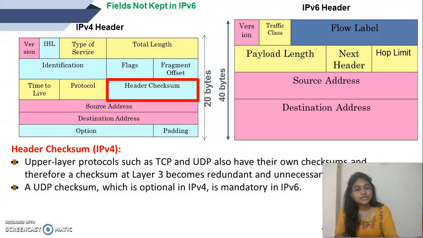Next is the header checksum field. Again, this field is only included in the IPv4. It is used to perform the checksum, that is, to check if there is any data alteration when it is transferred from source to destination, and this checksum is only applied on the header in case of the IPv4 header format. But in case of IPv6, such a checksum field is not included.